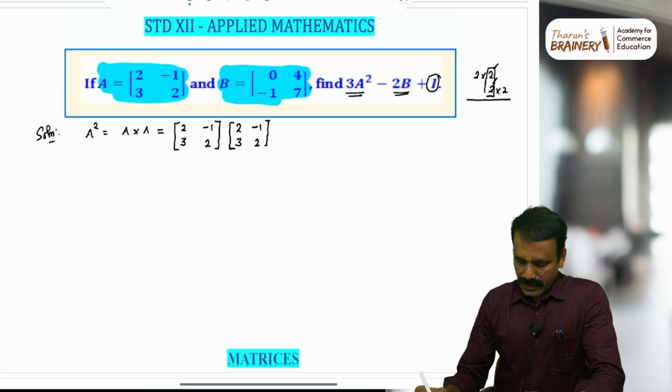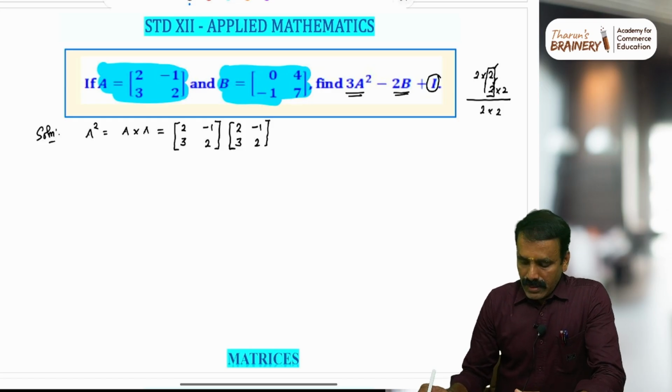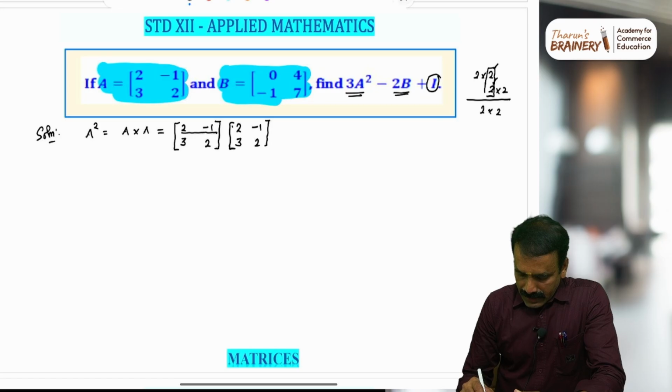We can multiply A square, or we can find A square, and the resultant matrix will be 2 by 2. So here we checked whether we can multiply A with A. Yes, we can multiply. Now how to multiply? How to multiply two matrices? The row element should be multiplied with column element. So the first row element will be multiplied with the first column element. So we are going to start multiplying the matrix.